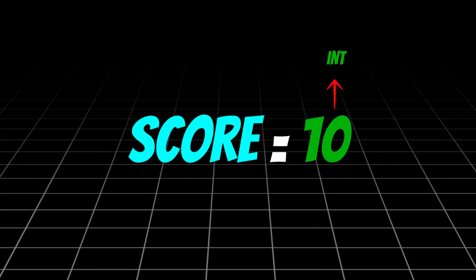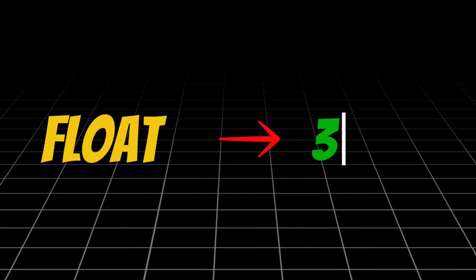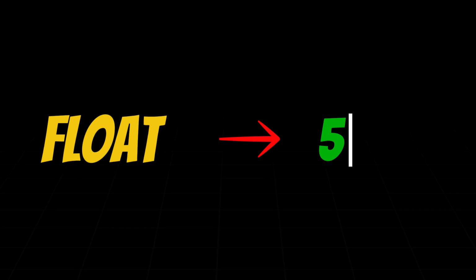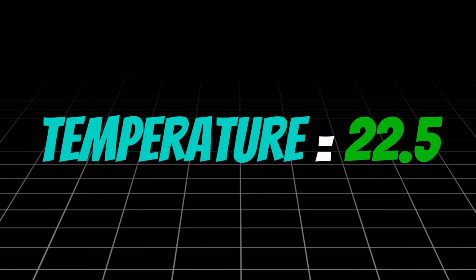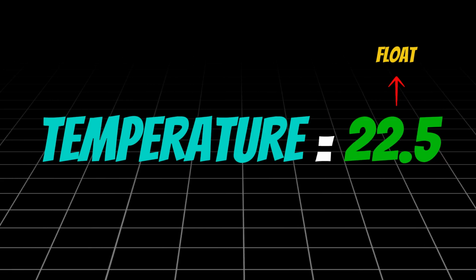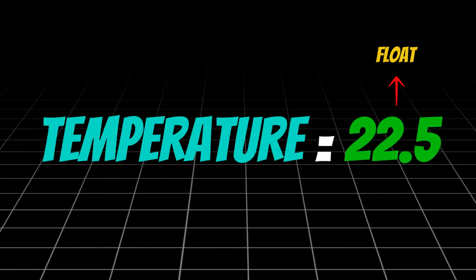Simple as that. Then we have floats. A float is just a number with a decimal point, like 3.14 or 5.0. So if you write temperature equals 22.5, that value is a float. And again, Python understands that automatically.